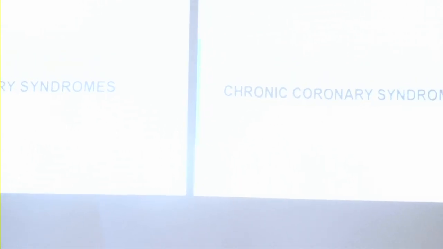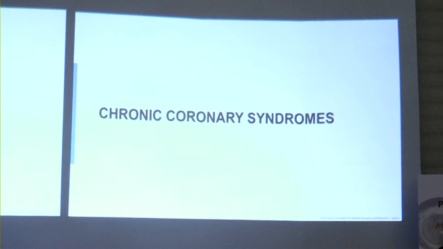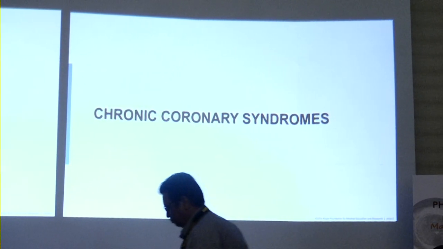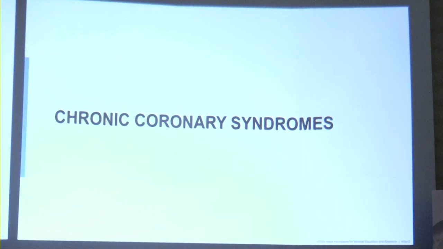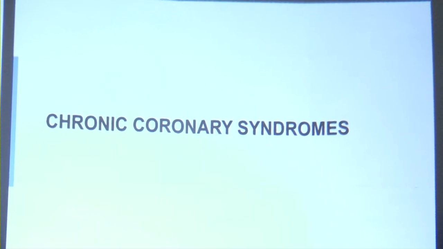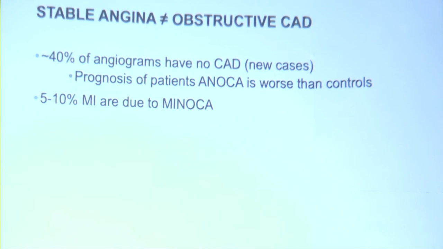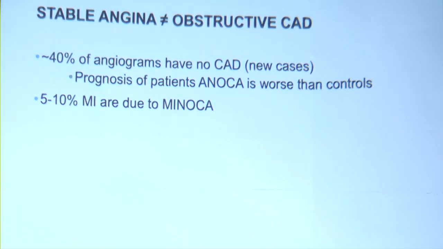I took the liberty of changing the title a little bit, talking about chronic coronary syndromes and acute. This is a term that's favored now instead of chronic stable angina, as you know. The reason is that we've recognized that not all chest pain is from obstructive disease, and we need to acknowledge that and come up with ways of assessing non-obstructive disease in the cath lab. So the first half will be on chronic coronary syndromes and the second on acute.